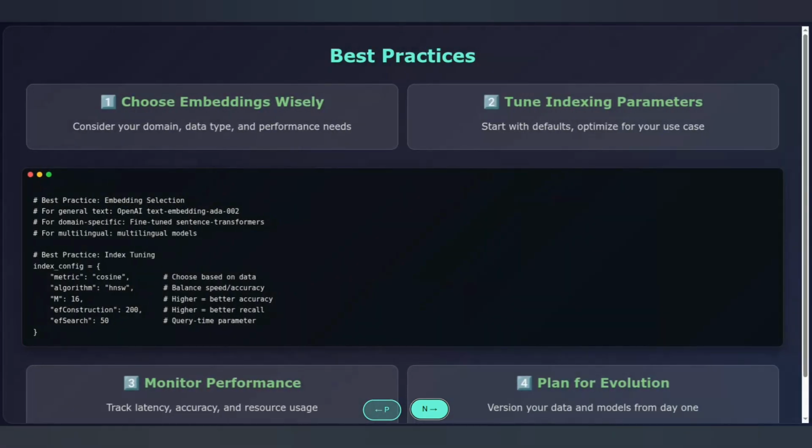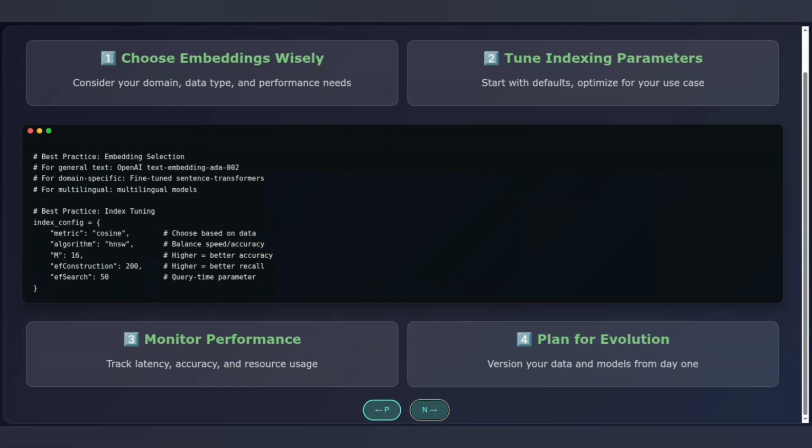Before we wrap up, let me share some hard-learned best practices. First, choose your embedding model carefully. Consider your data type, domain, and performance requirements. Don't just pick the most popular one. Second, tune your indexing parameters. Start with defaults, then optimize based on your specific query patterns and performance requirements. Third, implement proper monitoring. Track query latency, accuracy metrics, and resource usage to catch issues early. Finally, plan for data versioning and model updates from day one. You'll thank me later when you need to upgrade your embedding model.